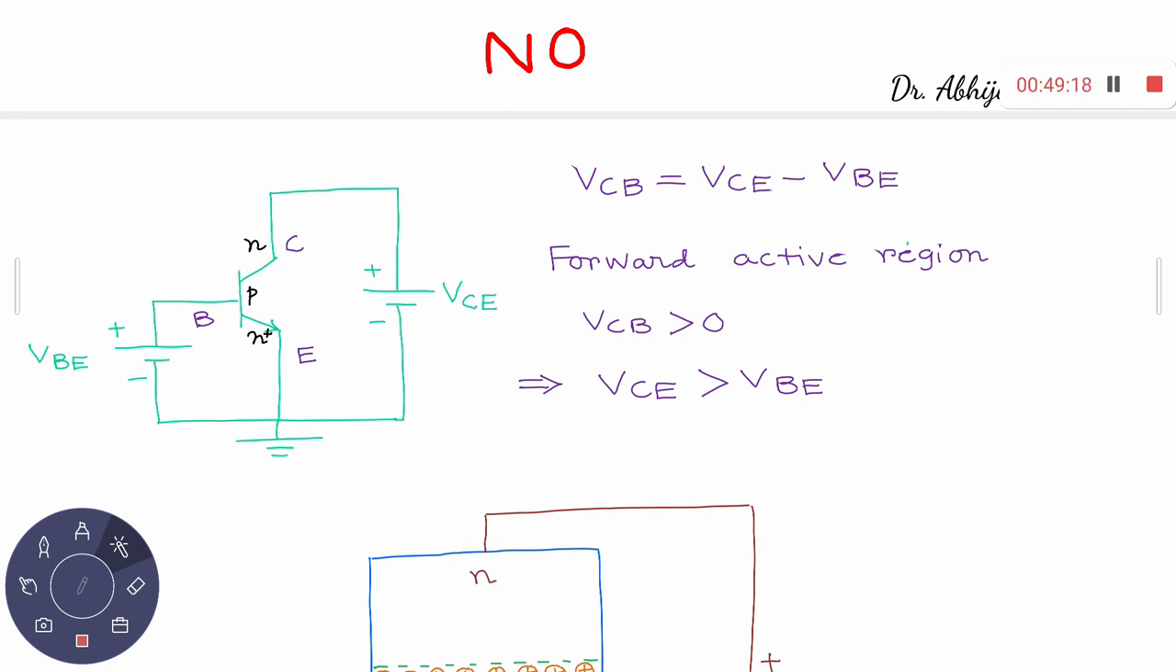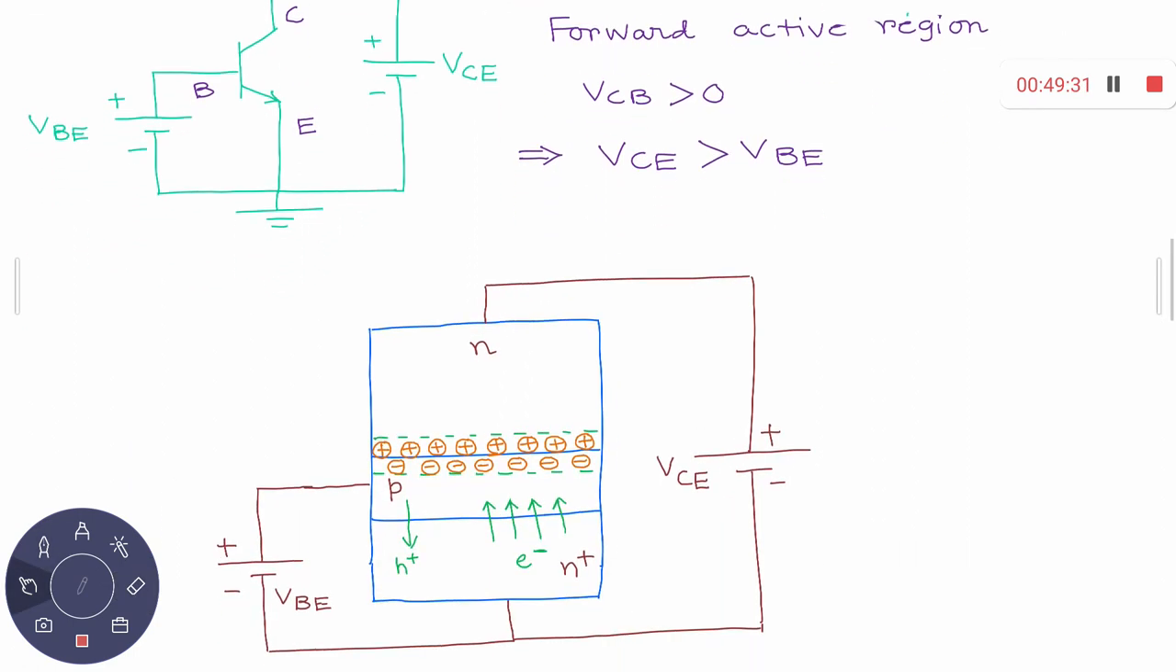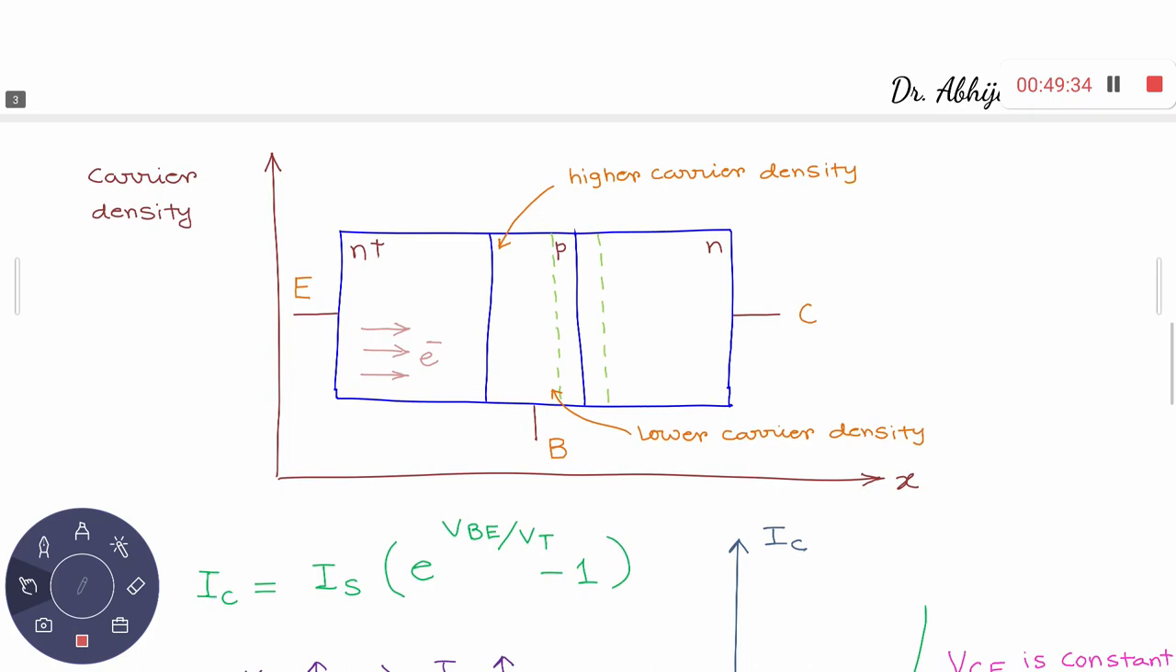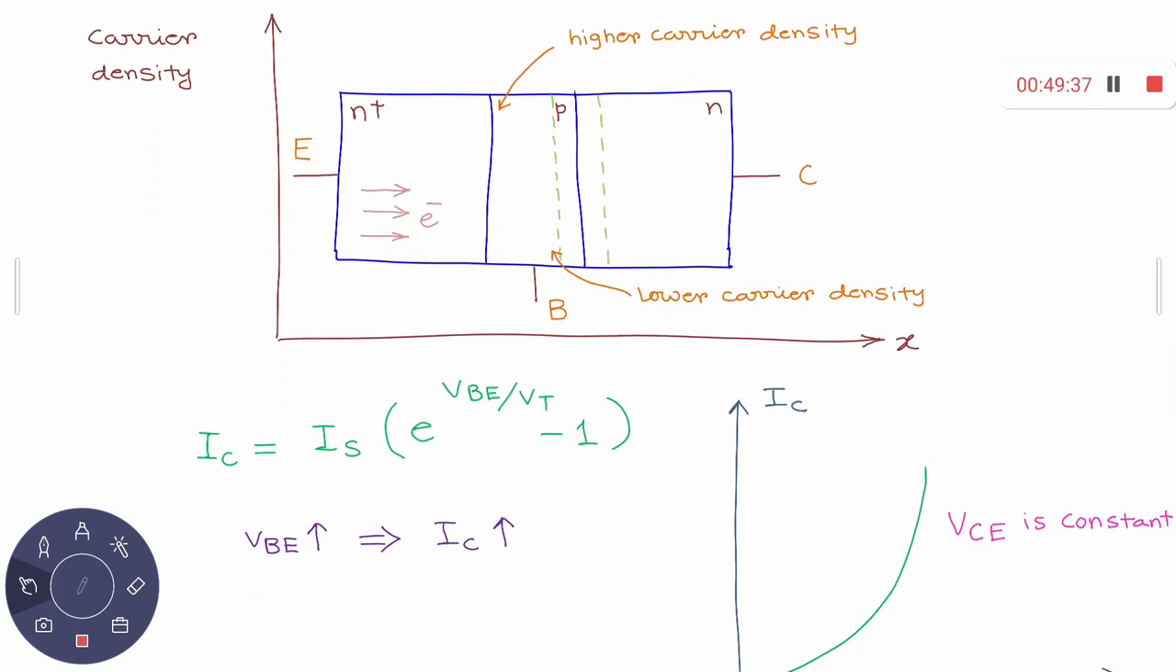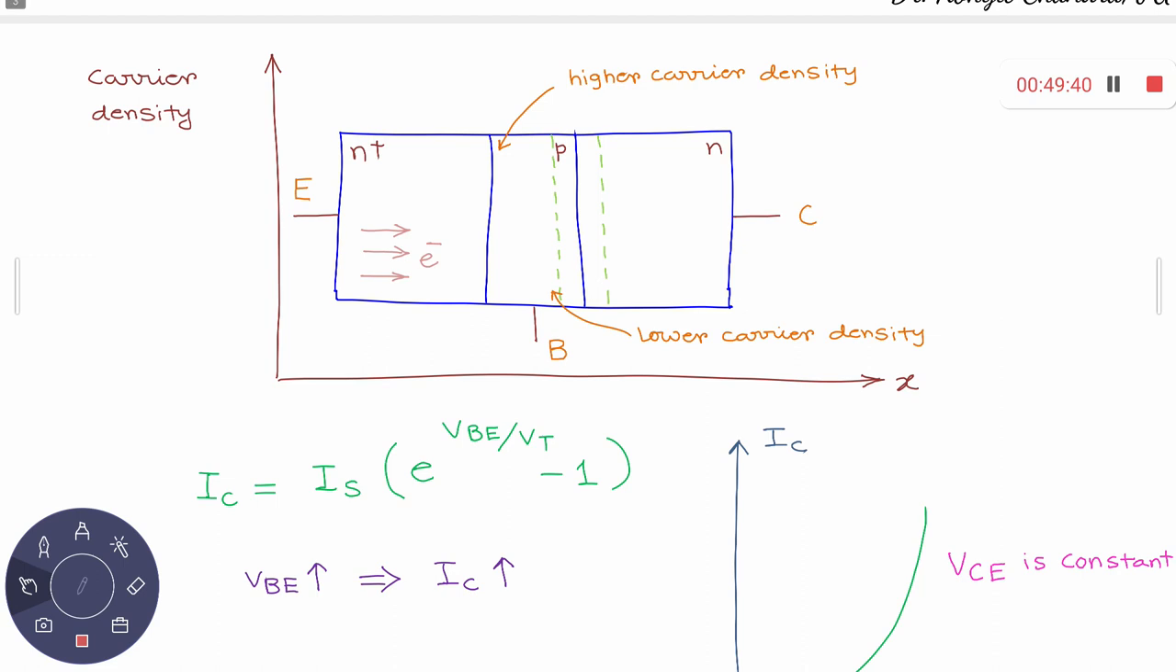So what is the source of the electrons? From the emitter. From the emitter side, you have those electrons, right? So this is basically a function of base emitter voltage, and this is a forward bias PN junction. Remember, it's a forward bias PN junction, so it must follow the diode equation.